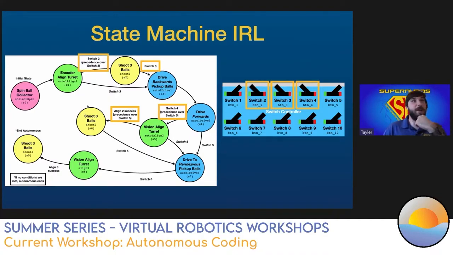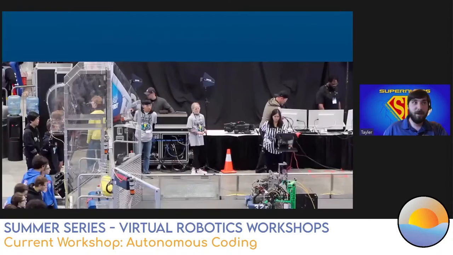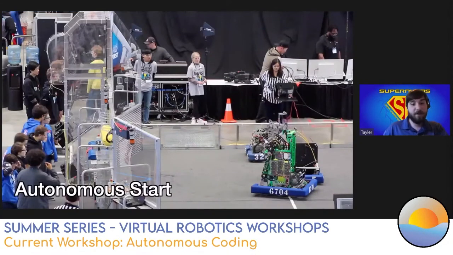So in our state machine diagram, we can now read our state machine diagram and know exactly what our robot's going to do. So we're going to spin the ball collector, line the turret, shoot 3 balls, drive backwards, drive forwards, align the turret again, and if it aligns successfully, shoot 3 more balls. So this is our autonomous video again, same one as before, but with the labels. And if your video gets a little fuzzy from the Zoom call or the YouTube stream, the link will actually be in the chat.